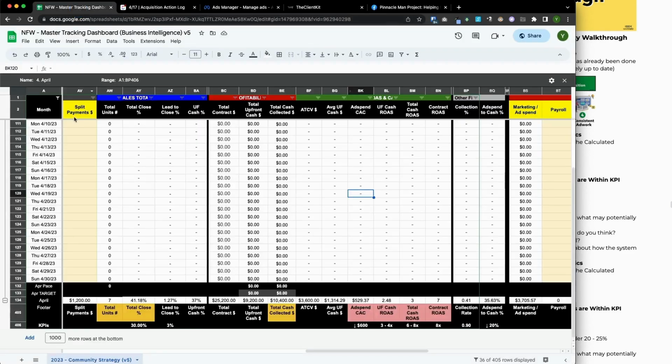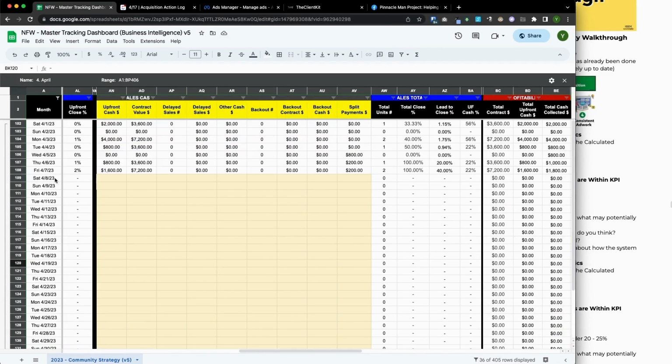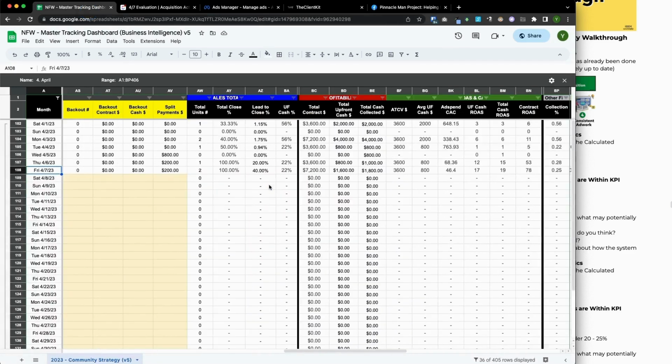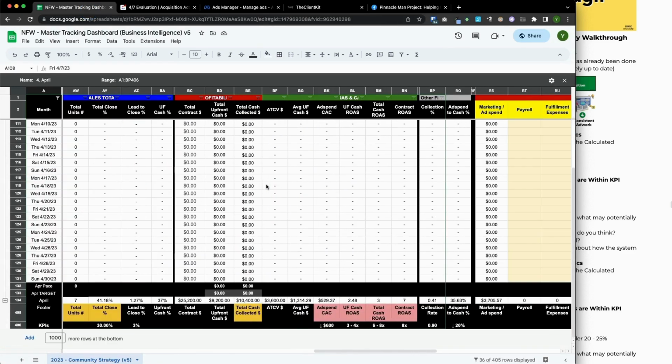So if I was to show you, let's say we made a document in ClickUp called acquisition action log, right? And right now we are doing this for the date 4/7. So I'm going to go ahead and do this for 4/7 evaluation, right? And it'll tell me this is done today at whatever. And then over here, I can just jot this down. I'm just externally processing, journaling here, just putting it out there.